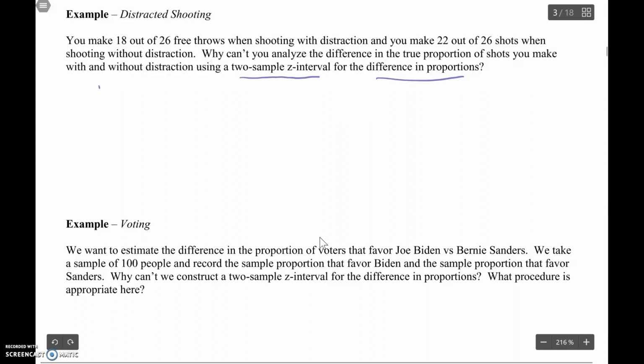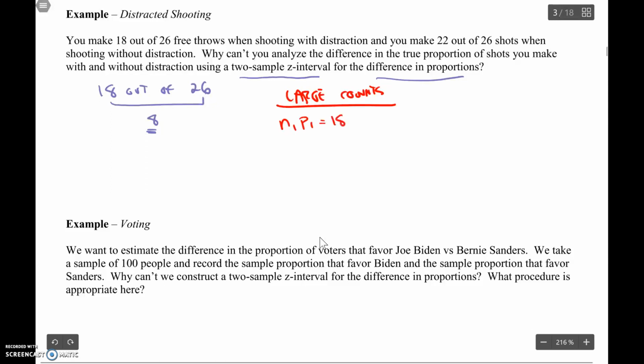So if they made 18 out of 26, and it looks like they missed 8. That is not bigger than 10. So this is going to fail large counts. I can't even spell counts, my bad. So we don't really need to label it, but n1 p hat 1, that would be 18. That's okay. n1 q hat 1, that would be the 8, which is less than 10. So this one fails.